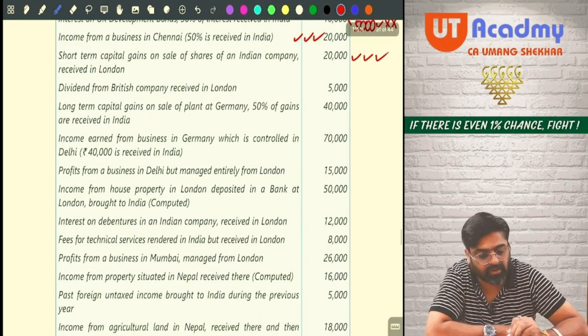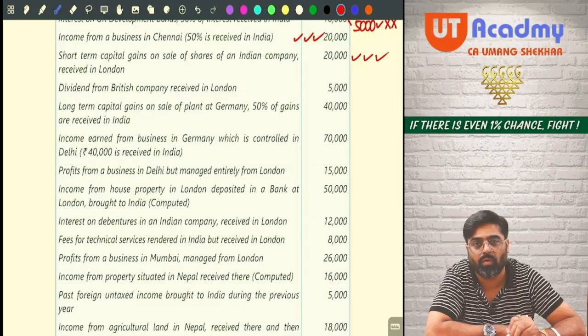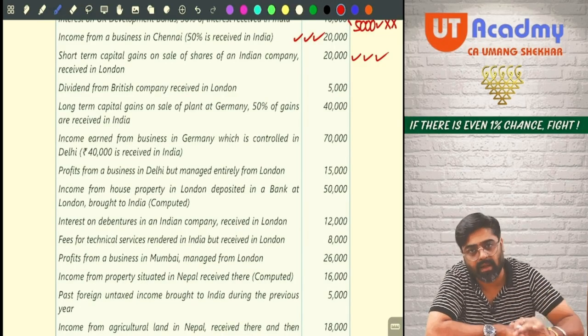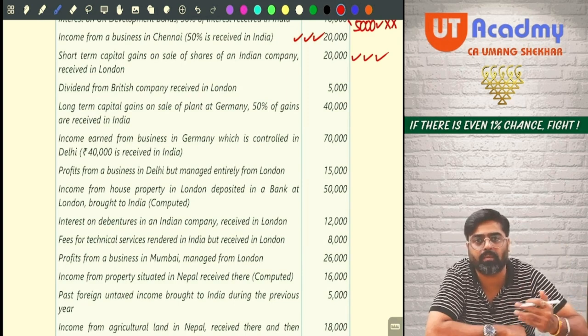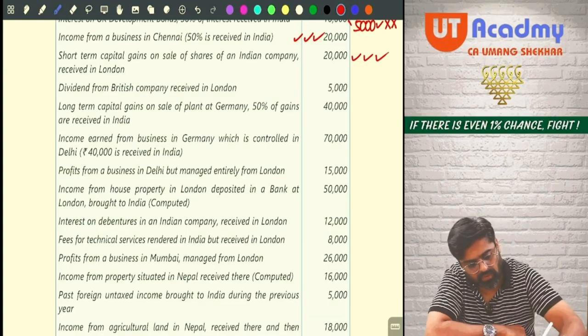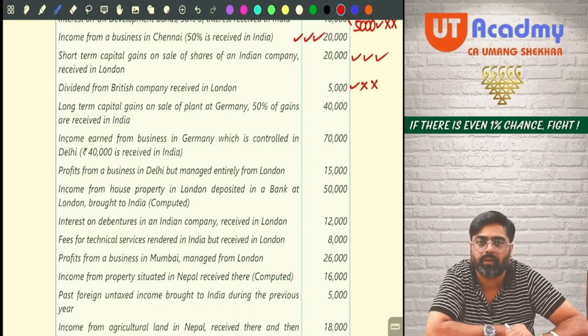Dividend from a British company received in London. Wow. Entire dividend accrued outside India, and entire dividend received outside India. Which type of income? Indian income or foreign income? Foreign income. Part A or Part B? Part B. What you will do? Tick, cross, cross. Next one.